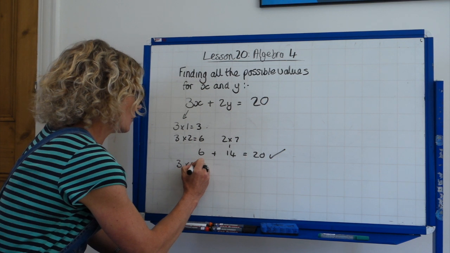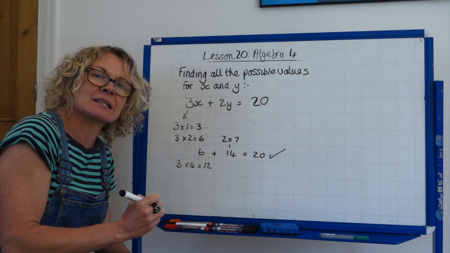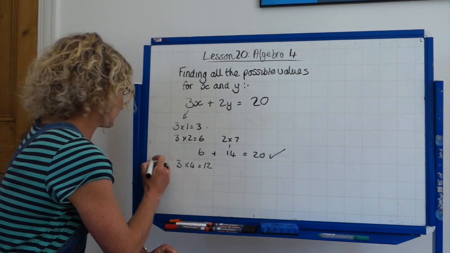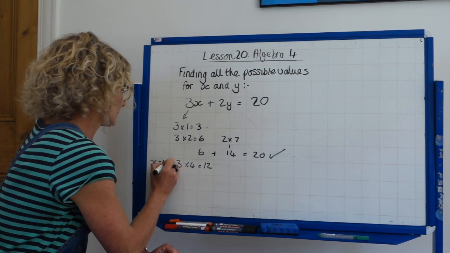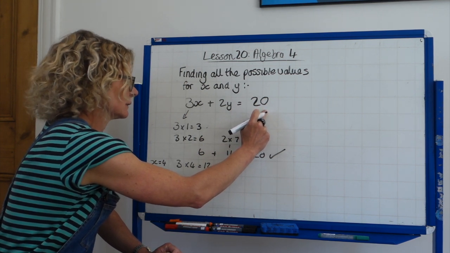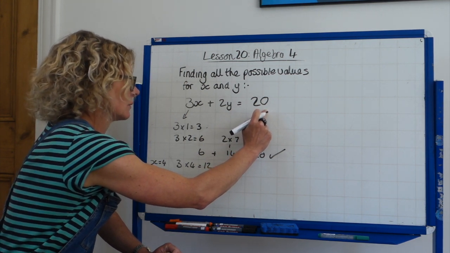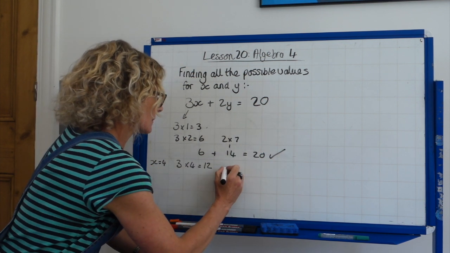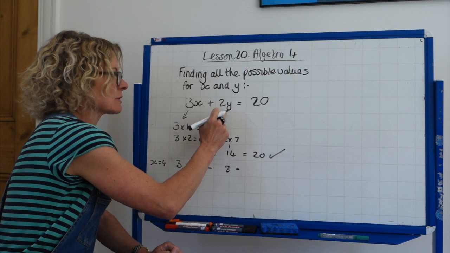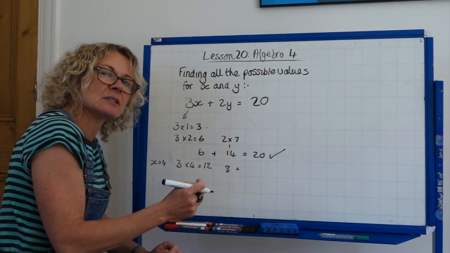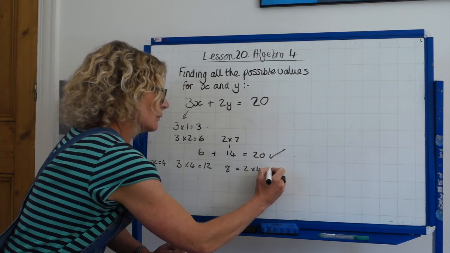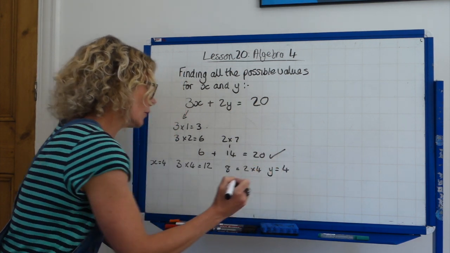3 times 4 equals 12. This is looking better, isn't it? Okay. So if we made x 4, 20 take away 12 will leave us with 8. So what does that mean? So 2 times something to equal 8. 2 times 4. Okay. So y equals 4.